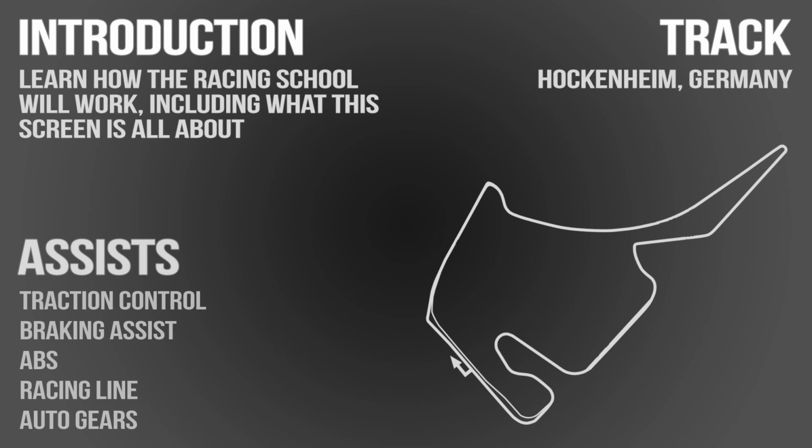So in the bottom left, we've got assists. We've got traction control, braking assists, ABS, racing line and auto gears. Those will dim out when I need you to turn them off. At the moment they're all lit, so I would be using them all in this video. But in this particular video I'm not using any, so I'll turn them all off. So whatever's dimmed out you will need to turn off, but I will leave anything else lit that can be turned on, but obviously you don't have to turn everything on if you don't want to.